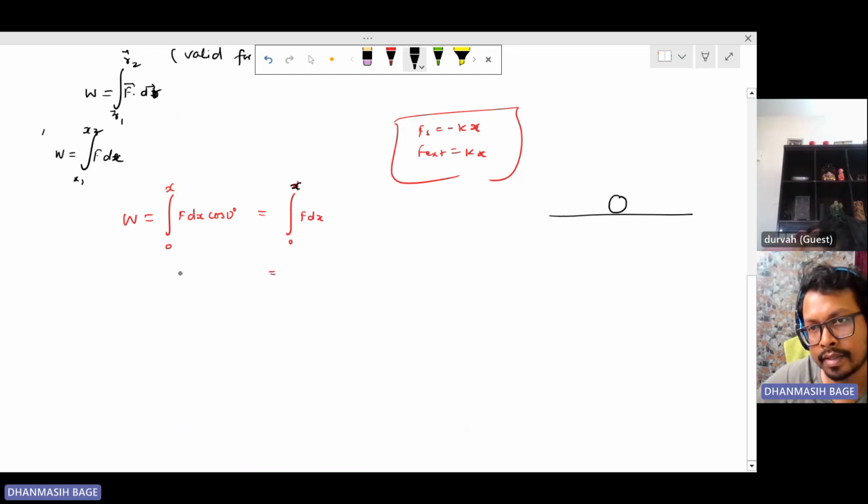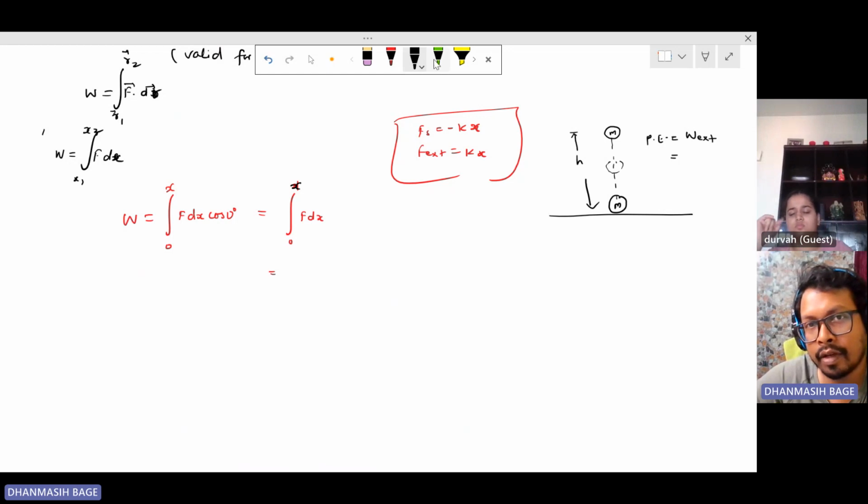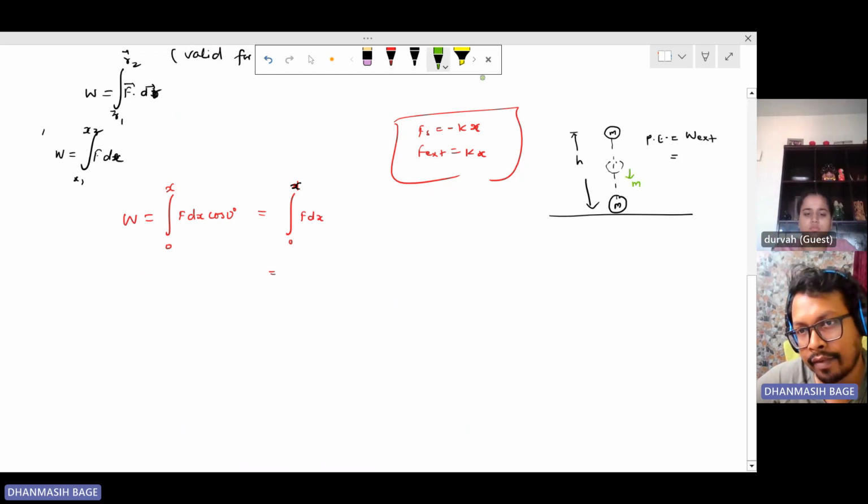Like, let us say that the mass m is here. If you raise it to height h, what is the potential energy? It is still work done by an external agency. Just see that at every interval of time, how much force is acting by gravity? Gravity is acting downward. But when you're lifting it, you are applying an external force exactly the same as mg in the upward direction.